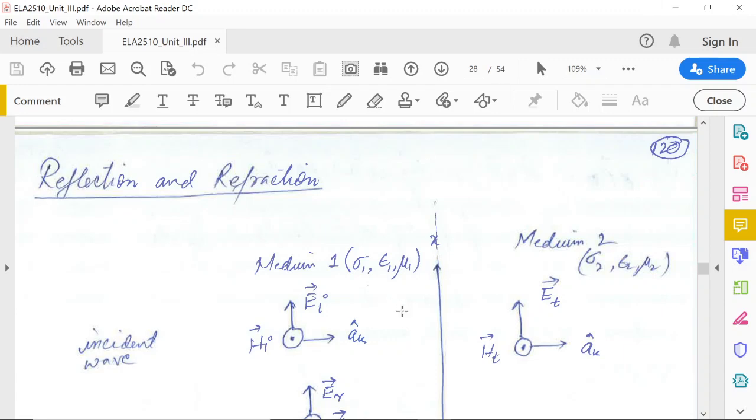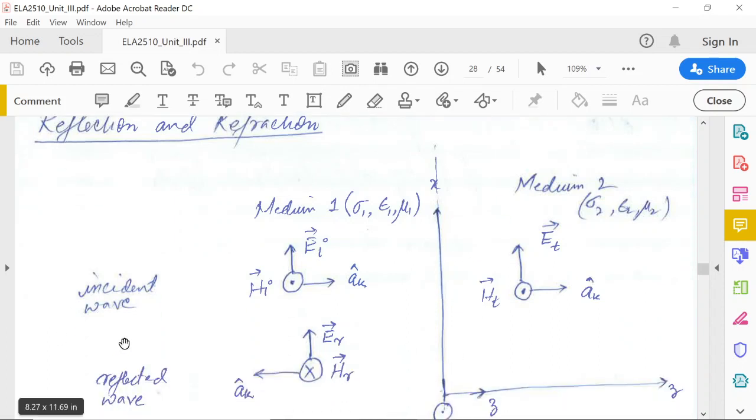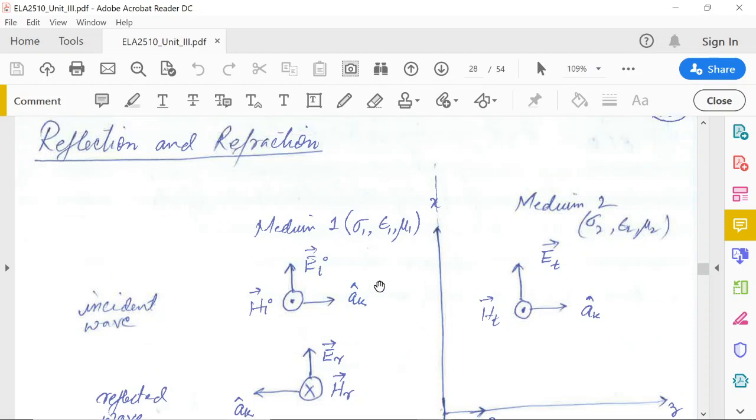In this lecture, we will study the reflection and refraction of the uniform plane wave. When a wave moving in one medium meets a second medium at some interface, some part of this wave is reflected back, and some portion is transmitted to the other medium, that is medium 2. So these are two phenomena: reflection and refraction. Reflection is when the wave is reflected back, and refraction is when the wave is coupled to another medium and transmitted to medium 2.